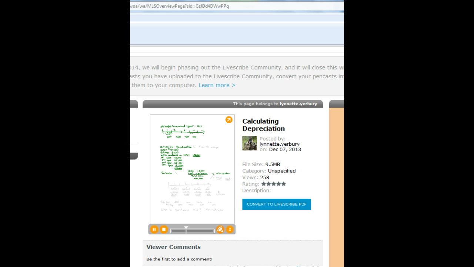$15,000 minus $3,000 is $12,000. So $12,000 spread over 100,000 units. How much is that per unit to produce? Let's get our unit cost. That comes up to 12 cents a unit. $15,000 minus $3,000 is $12,000 divided by 100,000 units equals 12 cents a unit. Now you can times that by the units produced to get depreciation expense for the year.